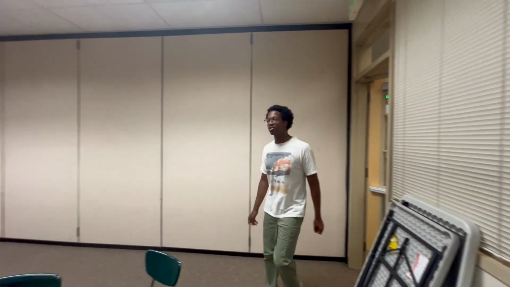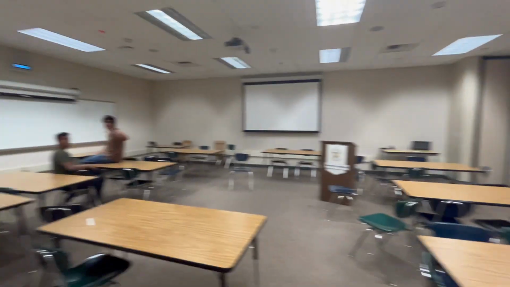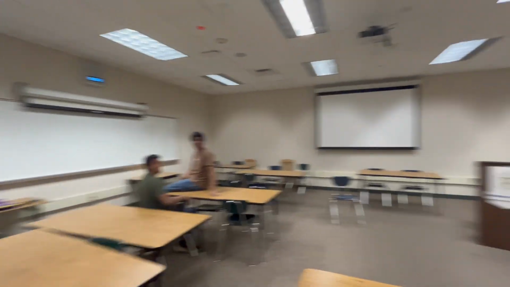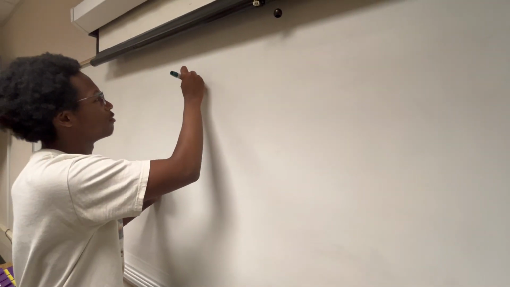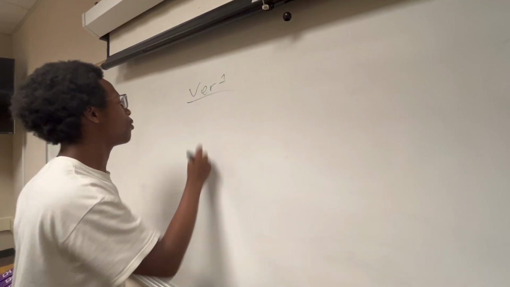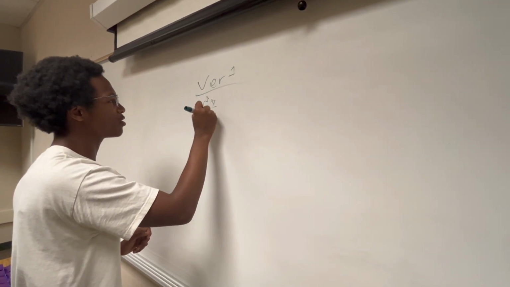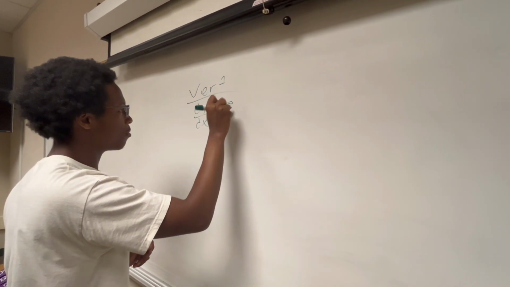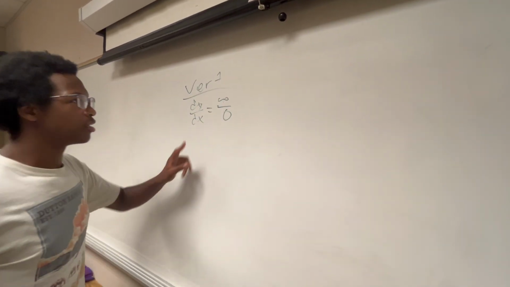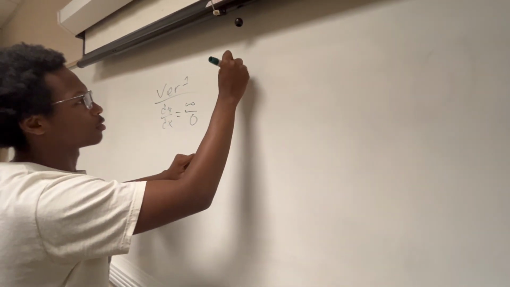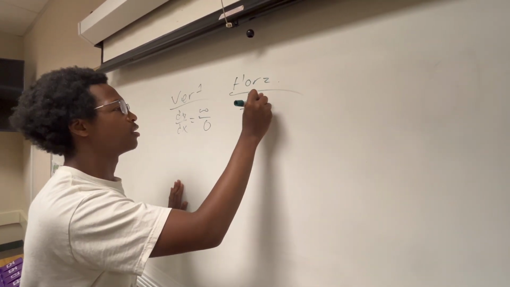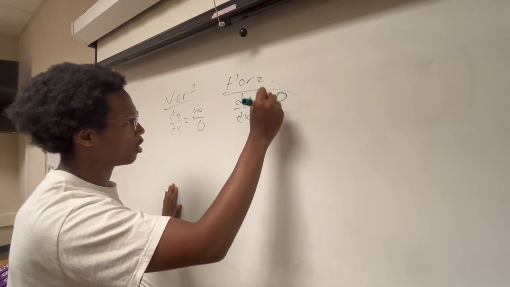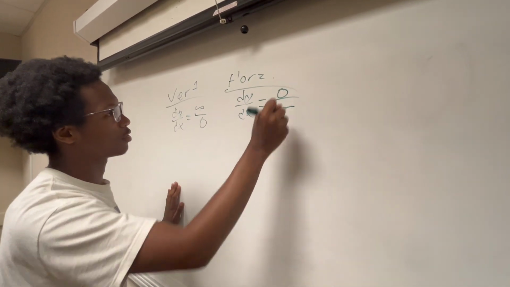All right. Who here is struggling with horizontal and vertical tangents? I am. All right. Let's go. So let's get started. So with vertical tangent, we want to see when dy over dx, or we want to see when the denominator is equal to 0. Now for horizontal, we want to see when dy dx, the upper numerator, is equal to 0. Okay, I think I get it.